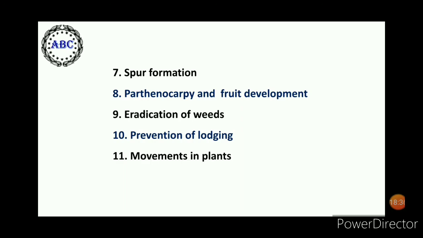Last one is movements in plants. Auxins are involved in phototropic and geotropic movement in plants due to their polar transport and effect on cellular growth. Phototropic means towards sunlight. Stem is a positive phototropic organ and a negative geotropic organ, whereas root is a positive geotropic organ and negative phototropic. Geotropism means movement of plant organs in response to gravitational force, and auxin is responsible for phototropism as well as for geotropism.